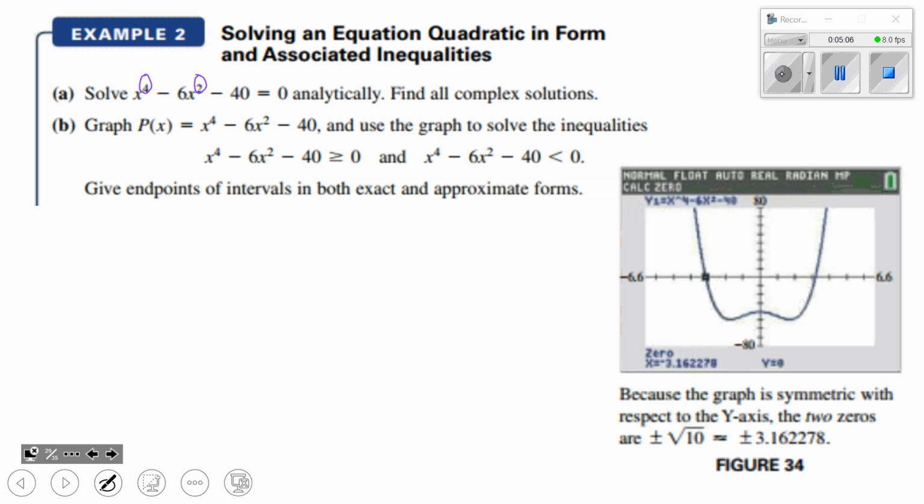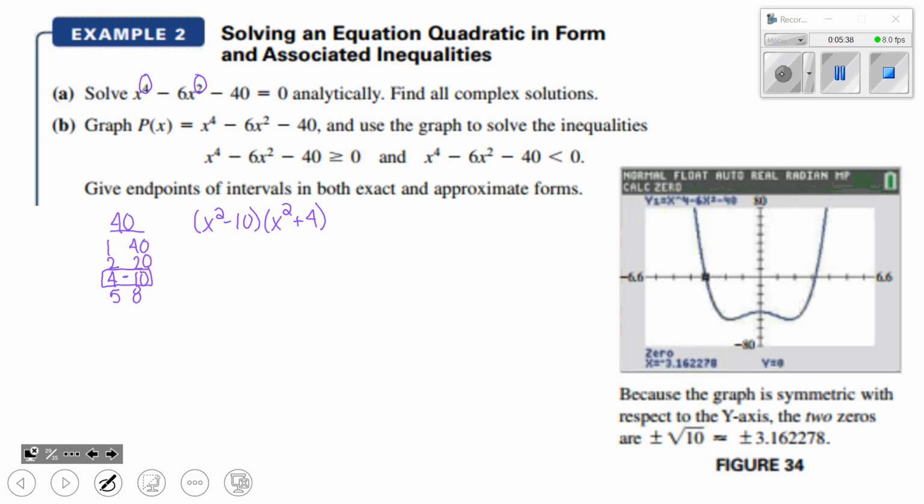So if I think about what multiplies to make 40 and adds to make 6, I have 1 and 40, I have 2 and 20, not a 3, but a 4 and a 10, and then a 5 and an 8. And I'm looking for which pair can I use to make a 6. If I do 4 minus 10, I can make 6. So this is going to factor into x squared minus 10 and x squared plus 4.